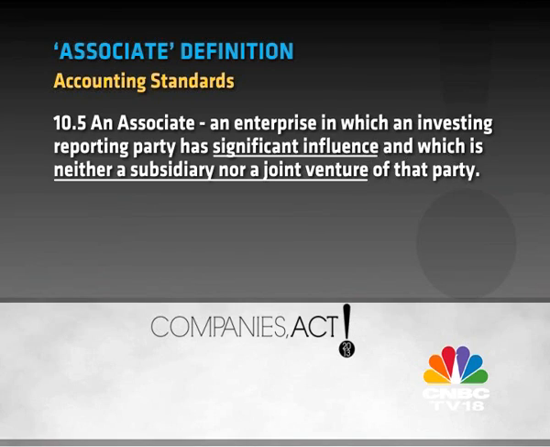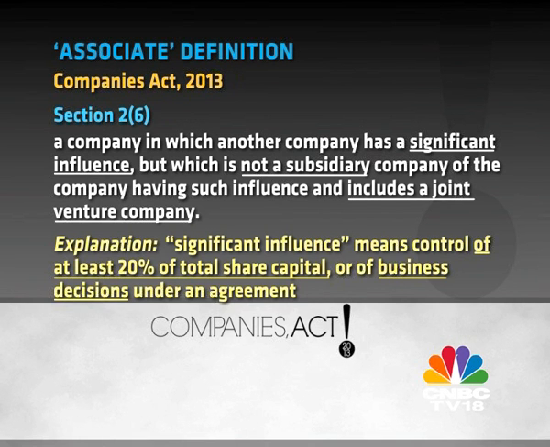Let's begin with the battle of differing definitions. Accounting standards define an associate as one over which the reporting party has significant influence, but which is neither a subsidiary nor a joint venture. The Companies Act 2013 goes 2 steps further to define significant influence as control of at least 20% of total share capital or of business decisions, and it includes joint ventures among associates.